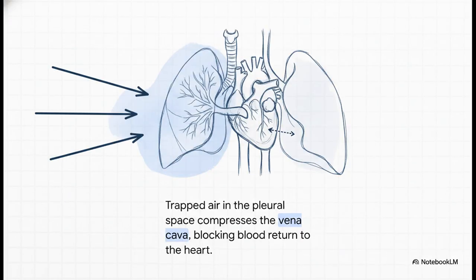Next on our list is a tension pneumothorax. Now, this isn't just your standard collapsed lung. This is way worse. It's like a pressure cooker building up inside the chest. Air gets in but can't get out, and that pressure pushes the heart and all the great vessels over, kinking the vena cava like a garden hose. That completely cuts off blood flow returning to the heart.